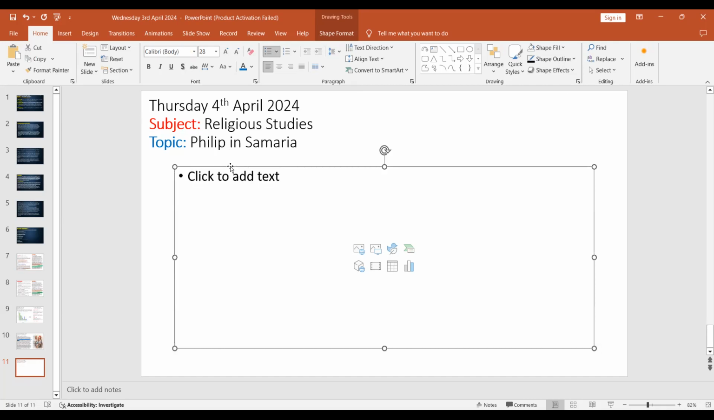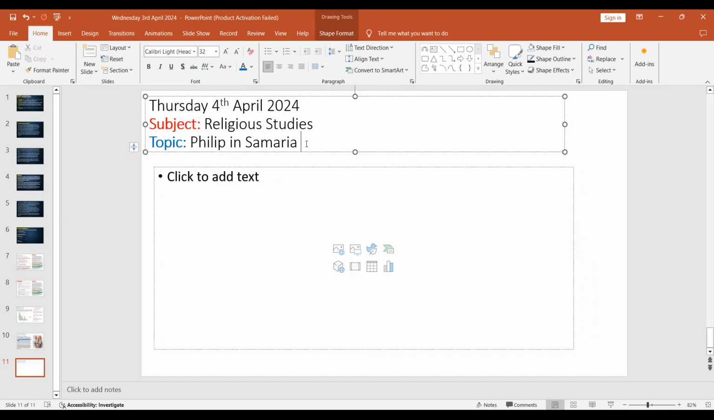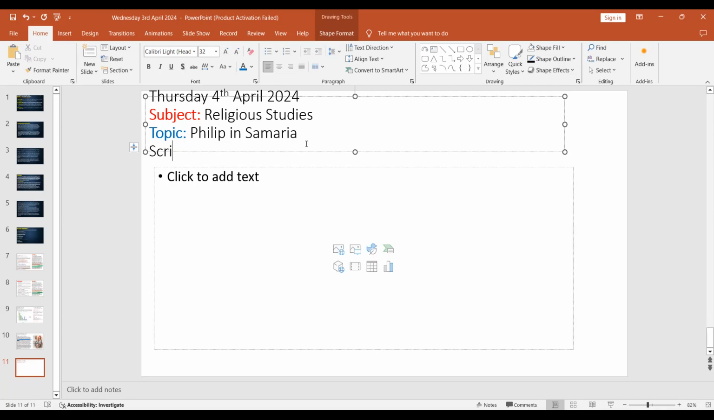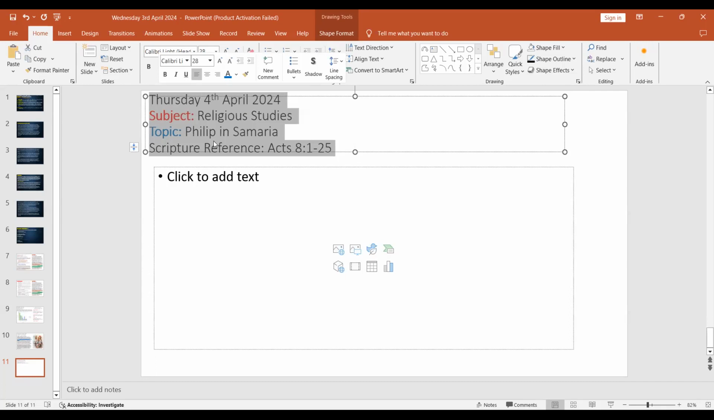Taking the main points. Let's talk about the scripture reference, for persons who wanna go ahead and read the actual scripture. So the scripture reference is the following. Taken from Acts chapter 8, verses 1 through 25. Acts chapter 8, verses 1 through 25.